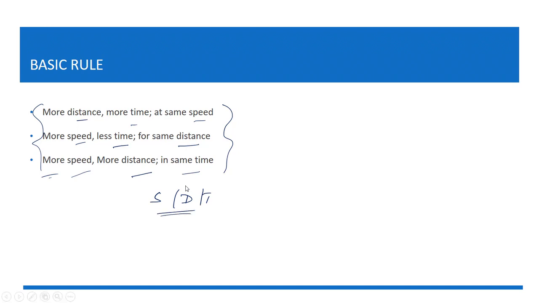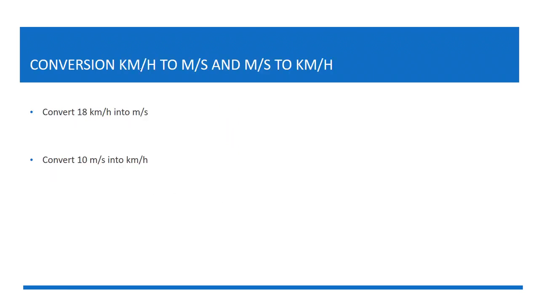Let us check it out. How can we convert kilometer per hour to meter per second or meter per second to kilometer per hour? Now I want to convert 18 kilometer per hour into meter per second. To do that, very simple. You should know the conversion: 1 kilometer is equal to 1000 meters, and 1 hour is equal to 3600 seconds.